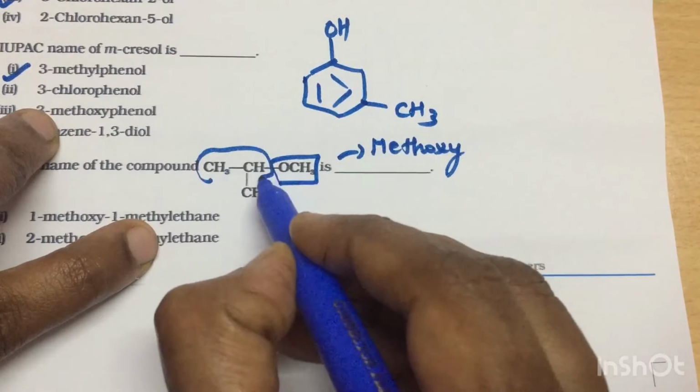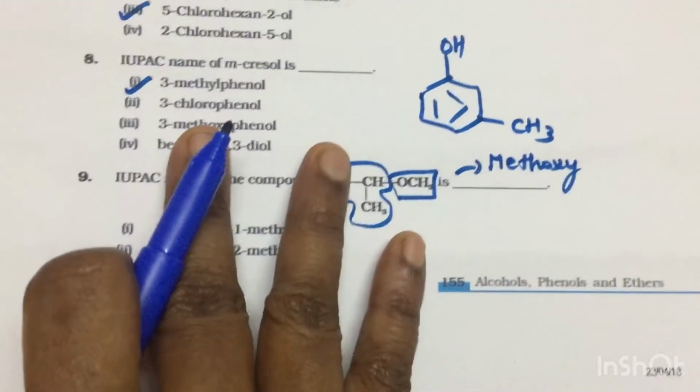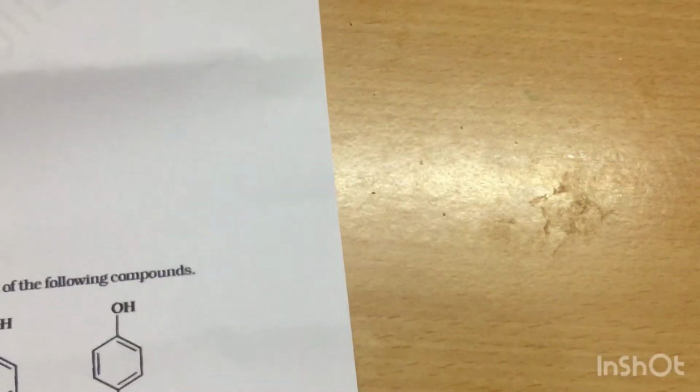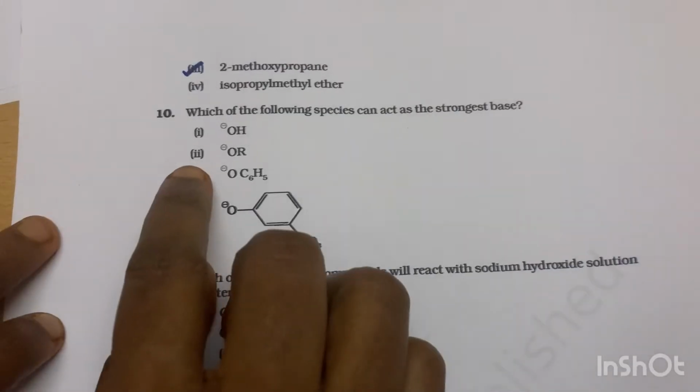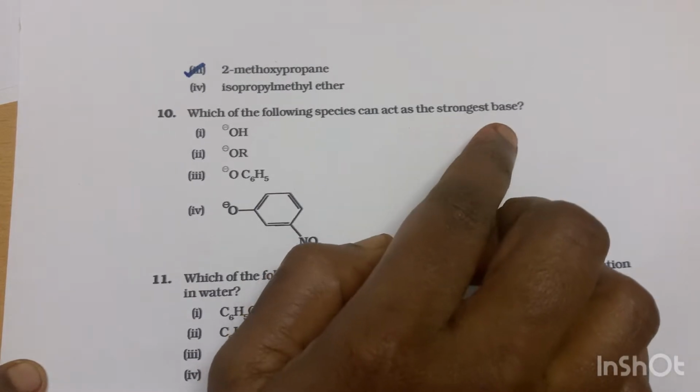So this is the parent chain. So this is what? 2-methoxypropane. So what is the answer? This is 2-methoxypropane. While coming to the 10th question, which of the following species can act as the strongest base?